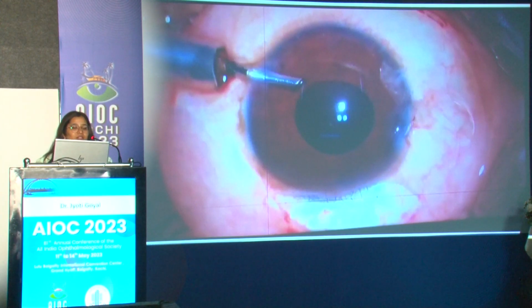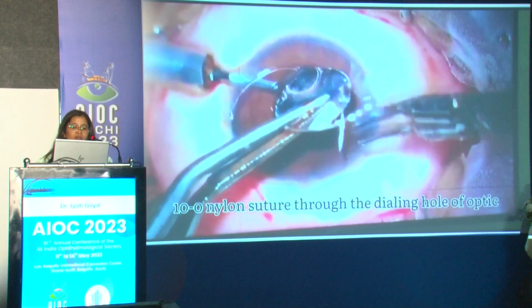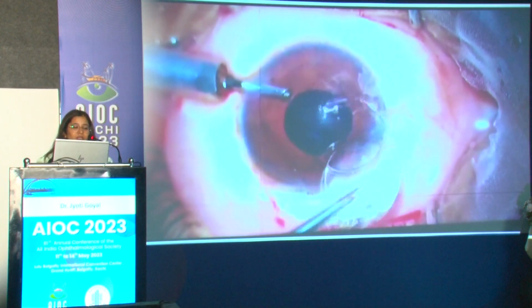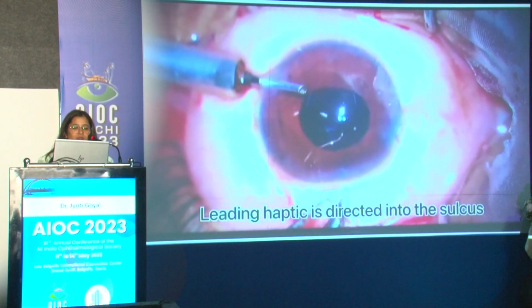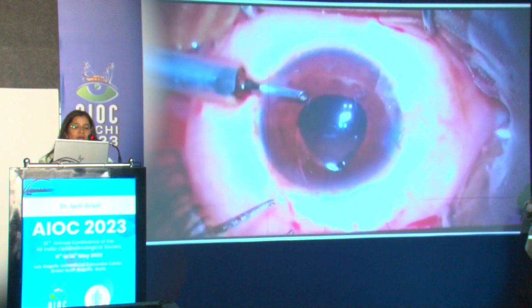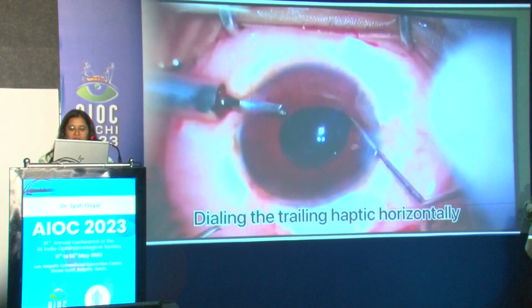This is a video where I will be showing how this technique is used. This is a case which is complicated intraoperatively by a posterior capsular rent, and now we are going to place the IOL in the sulcus using this suture sling technique. Step 1 is to pass the 10-0 nylon suture through the dialing hole of the optic. After that, we direct the leading haptic into the sulcus as shown in the video. This is followed by dialing of the trailing haptic with the AIOC2023 hook dialer, and we have to make sure that we dial it horizontally into the sulcus.